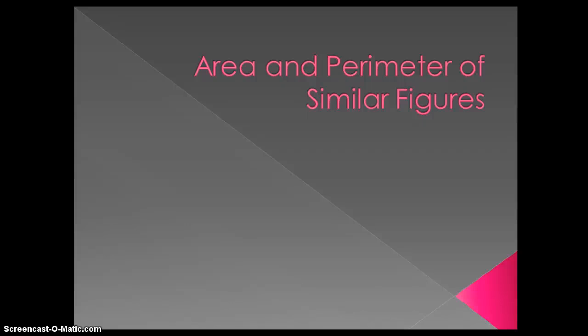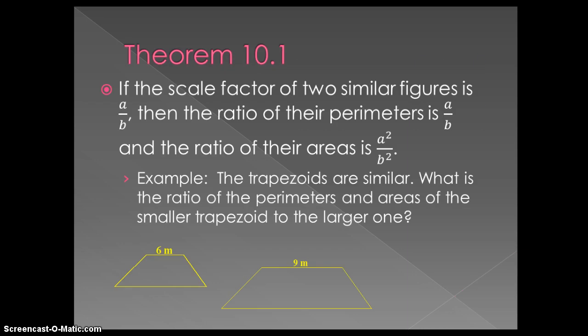We're going to talk about the area and perimeter of similar figures, since we've been focusing mostly on area of polygons. We have one theorem that we're going to deal with today, and we call it Theorem 10.1 because it does not have a special theorem name. So you just need to know the basis of the theorem. It says that the scale factor of two similar figures is a over b, so it's two numbers. Then the ratio of their perimeters is the same, a over b, and the ratio of their areas is a squared over b squared. So let's actually put this into context.